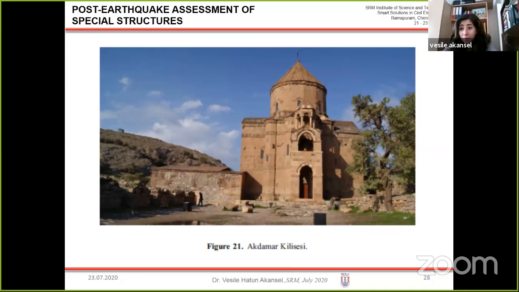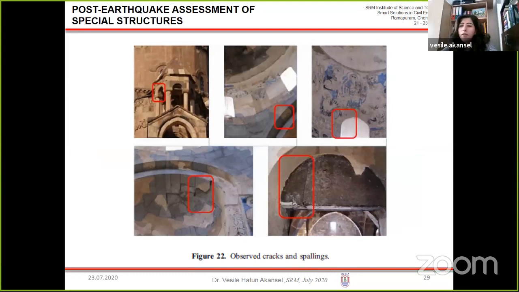And because of the lake, we also see site amplification in the stations. I forgot to mention that, but I will. And in this church, we have some damage. They are not major, but there are some cracks and spalling due to the earthquake.